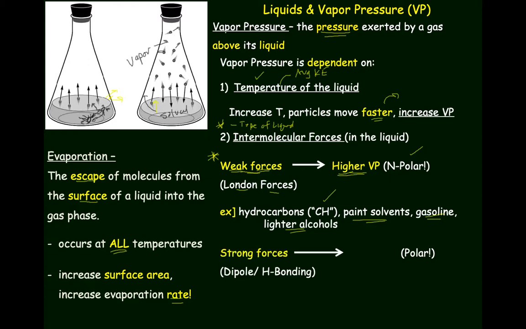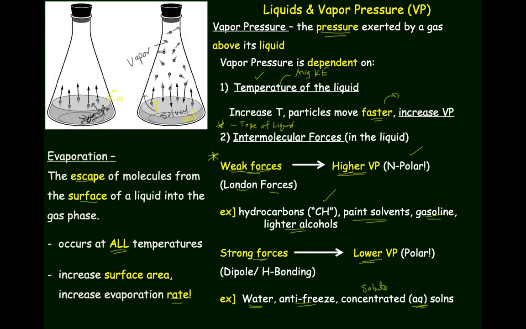Okay, and if you have strong forces, you would have a lower vapor pressure. Because those molecules would be held very tightly in the liquid, less likely to come out from the surface, and because of that, you would have a lower vapor pressure. Anything water-based, antifreeze would be a good example because that's water and alcohol. A concentrated aqueous solution, where you have a solute plus a solvent.